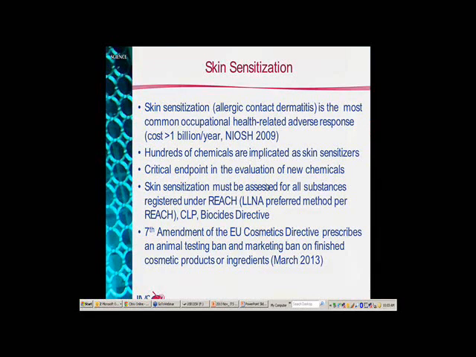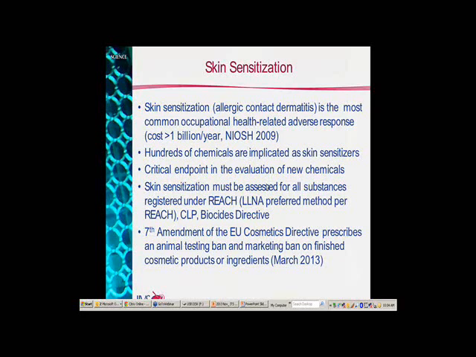Hi, everyone. I'm just going to be giving a quick presentation on the background for skin sensitization and a little bit of information on some of these assays that are being used in these integrated testing strategies. Skin sensitization, or allergic contact dermatitis, is the most common occupational health-related adverse event, with a cost estimated at over $1 billion per year. Hundreds of chemicals are implicated as skin sensitizers, and as such, assessment of skin sensitization is a critical endpoint in the evaluation of new chemicals and also for ensuring workplace safety.